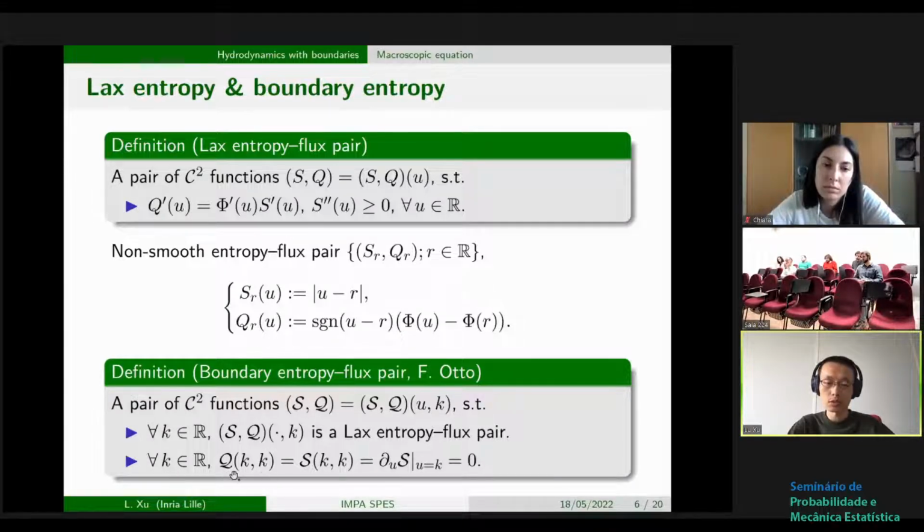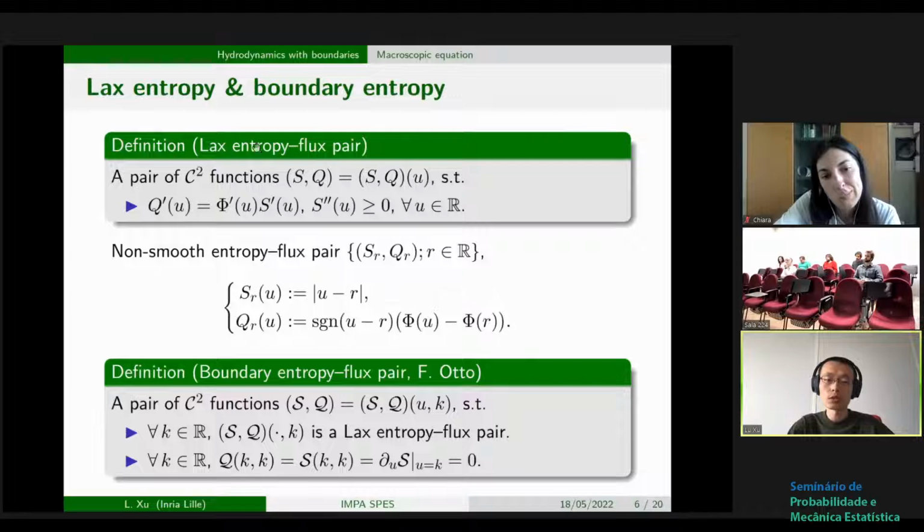So I need to demand that Q and S and its first order derivative vanish when u is equal to the second variable. So Q equals S equals partial u S equals 0 at u equals k. This is just the definition of the boundary entropy. And of course, you can also have the non-smooth version of the boundary entropy, and the relation between the smooth one and the non-smooth one is the same as I just mentioned.